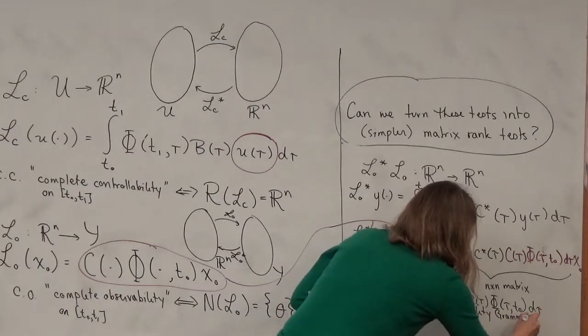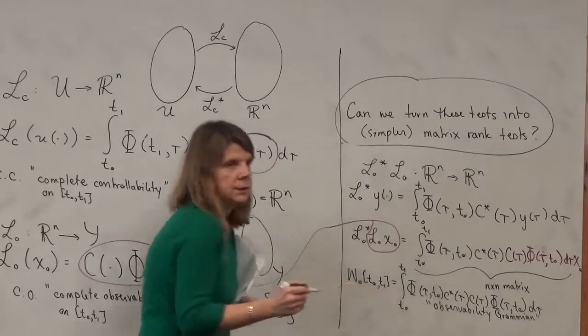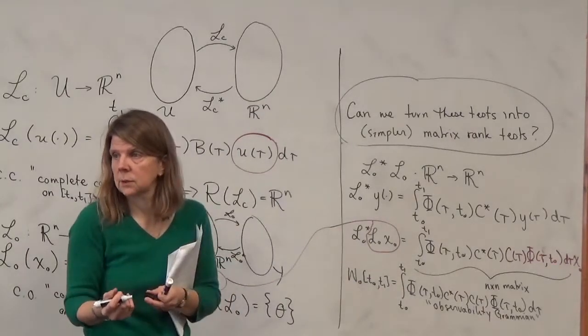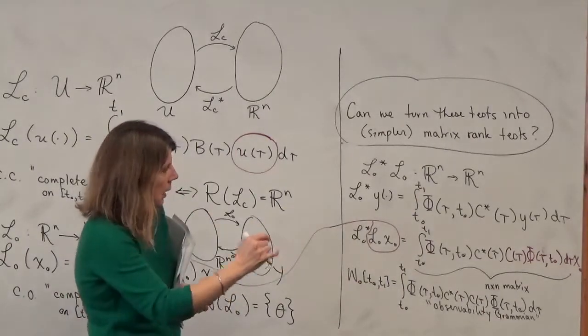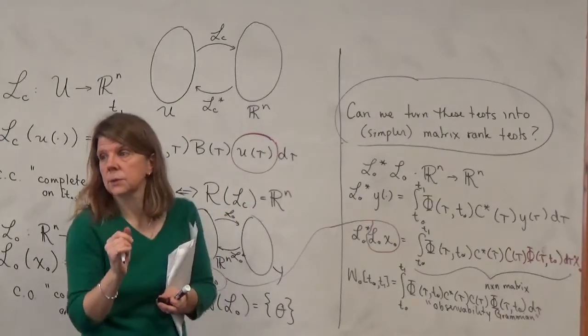It's an n by n matrix. It's always positive semi-definite. It's always symmetric. Same test is over here. When it's positive definite, the system is observable.